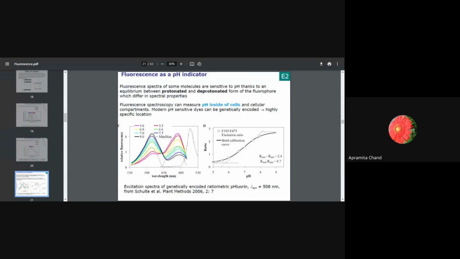Now, can fluorescence be taken as a pH indicator? Yes, it can. There is an equilibrium between the protonated and the deprotonated forms of the fluorophores in many cases, which can differ in their spectral properties. They can even measure the pH inside cells and cellular compartments, and many pH sensitive dyes can be genetically encoded. So you can also see some examples relating to this.